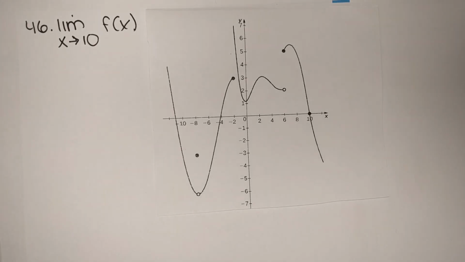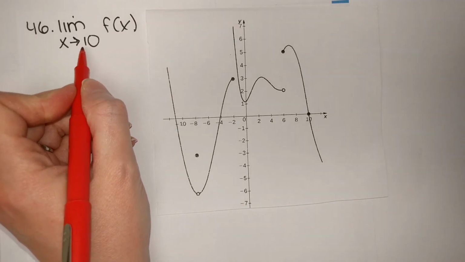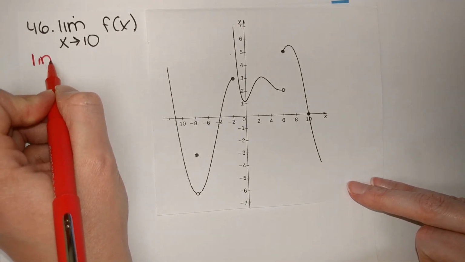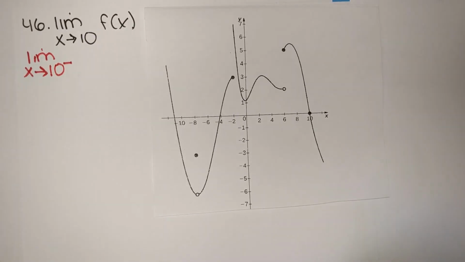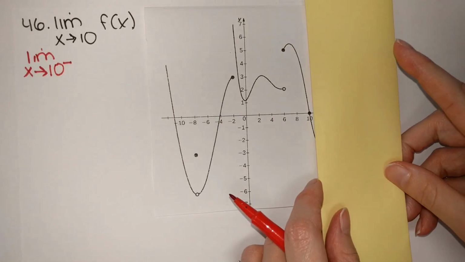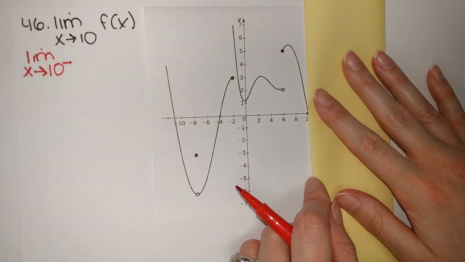Number 46, they're asking for the limit as x goes to 10. So what I would do is, because it's a two-sided limit, there's no superscript, we have to look at both sides. So we first have to look at the limit as x goes to 10 from the left. So we cover up the opposite side, we cover the right-hand side at x is equal to 10.